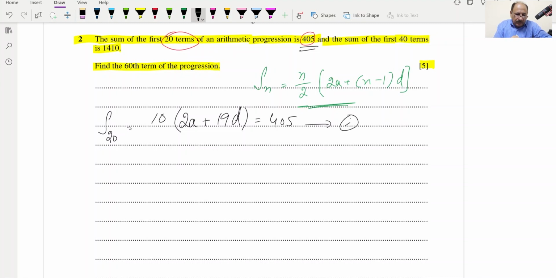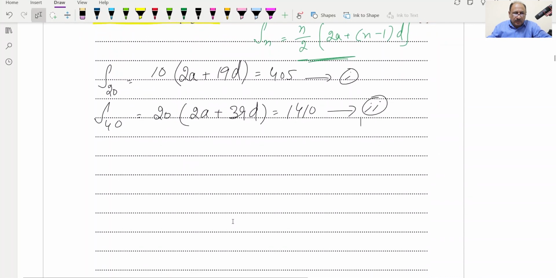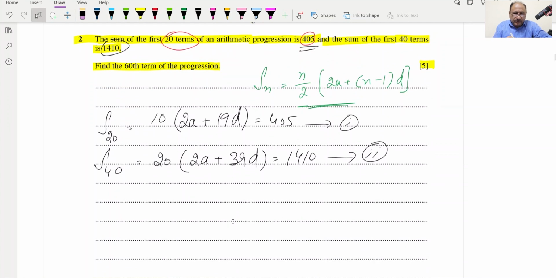We write this as equation 1. And S40 is also provided. If we write S40, half of 40 will be 20, and this will be 2a plus, instead of n minus 1, 40 minus 1, so 39d, and this is given as 1410, and this will be our equation 2. We will simultaneously solve these two equations to get the variables.